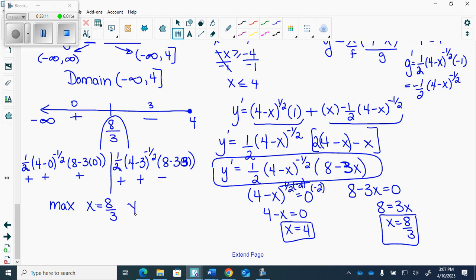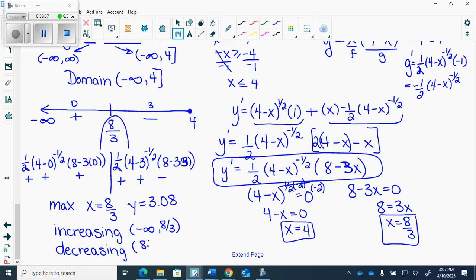3.08. And then increasing from negative infinity to 8/3. And decreasing from 8/3 to 4. And this time my 4 is equal to, right? Because it actually has that square. Well, actually, it's still round.